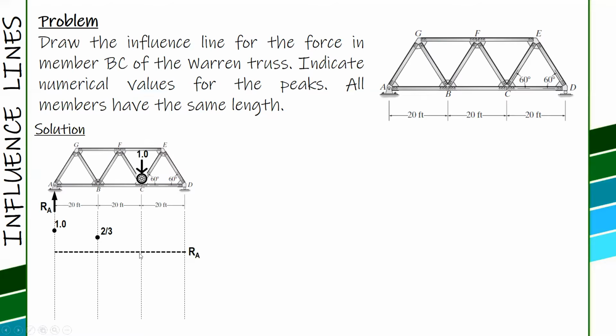And then for C, summation of moment sa D again. You can solve for RA. The answer is 1/3. And then last, when the unit load is at D, RA is 0. So that's the influence line for RA.